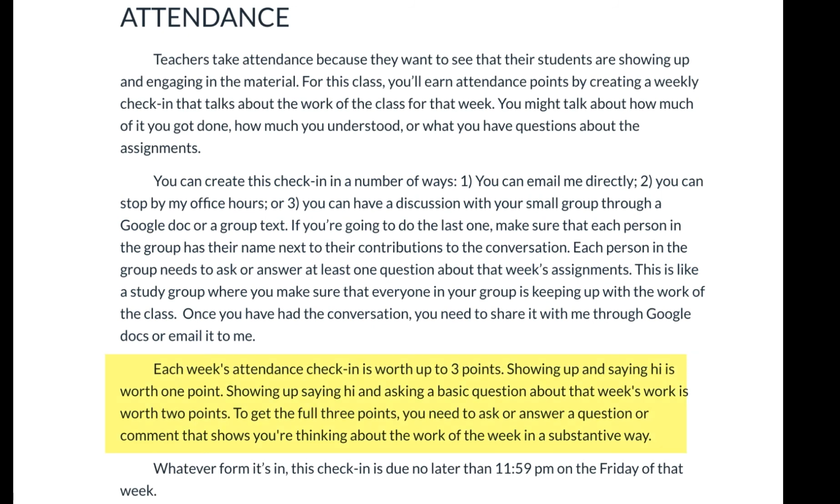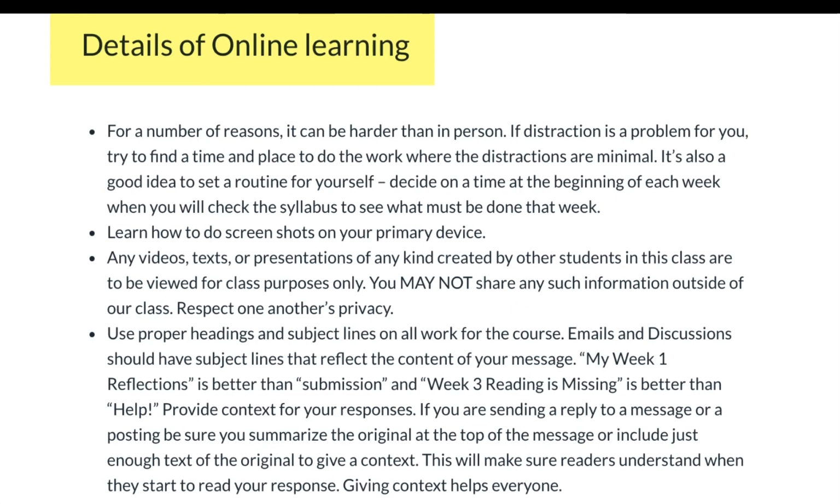The attendance check-in is worth up to 3 points. Showing up and just saying hi is worth 1 point. Showing up, saying hi, and asking some sort of a question is worth 2 points. To get the full 3 points, you need to ask or answer a question or make a comment in a way that actually shows you're thinking about the work in some sort of a substantive way. So that's attendance. That's worth up to 3 points a week. So it's kind of a significant thing by the end of the semester.